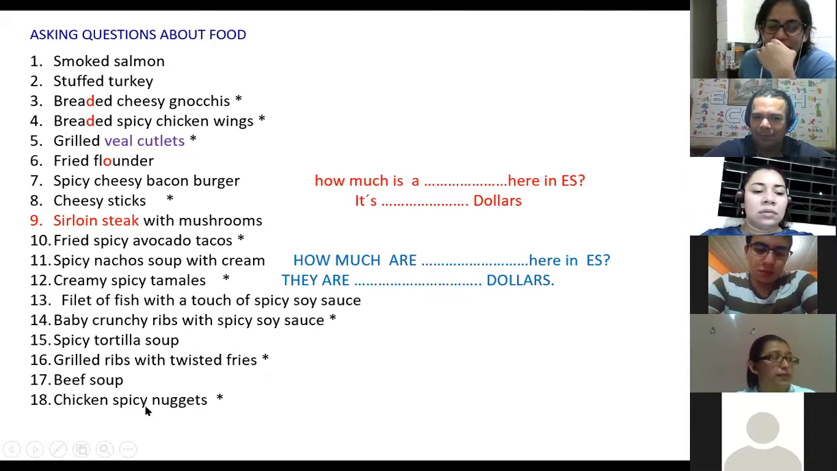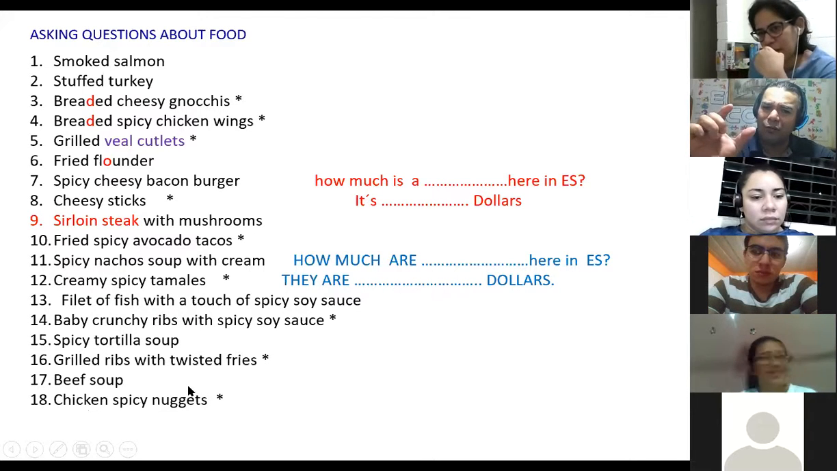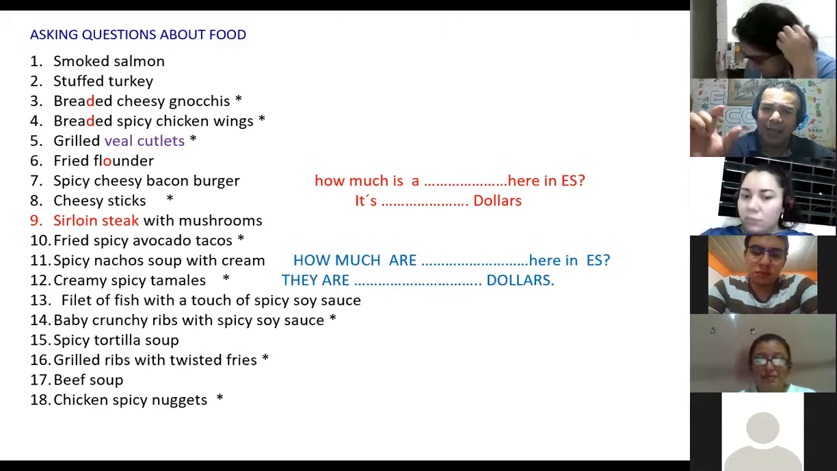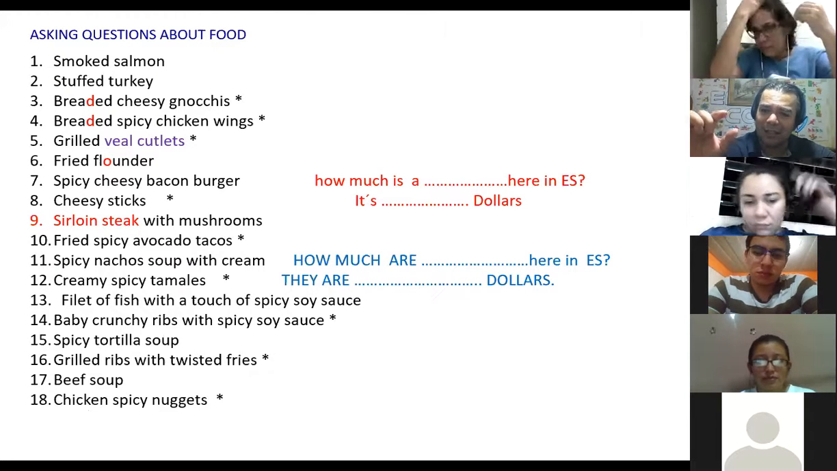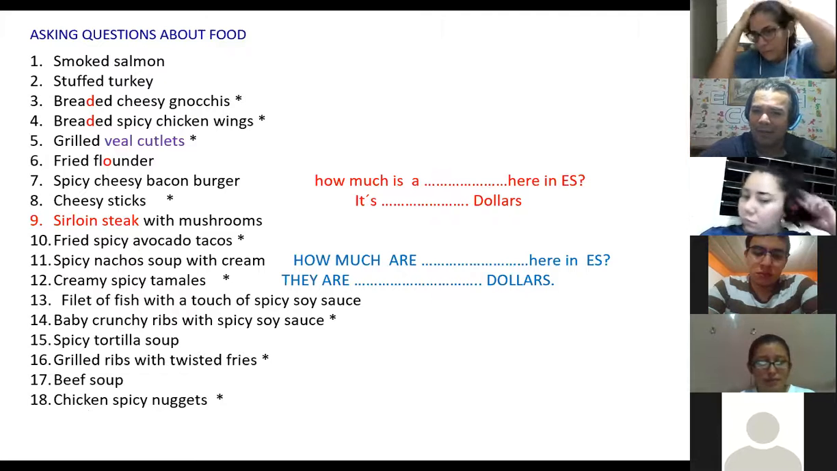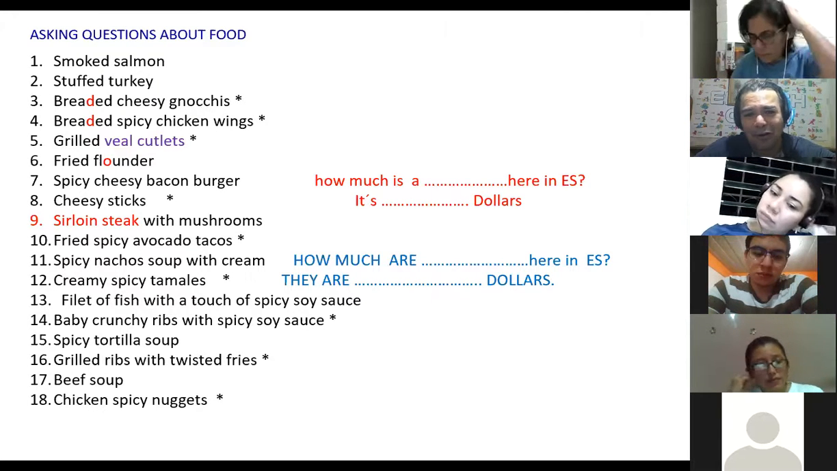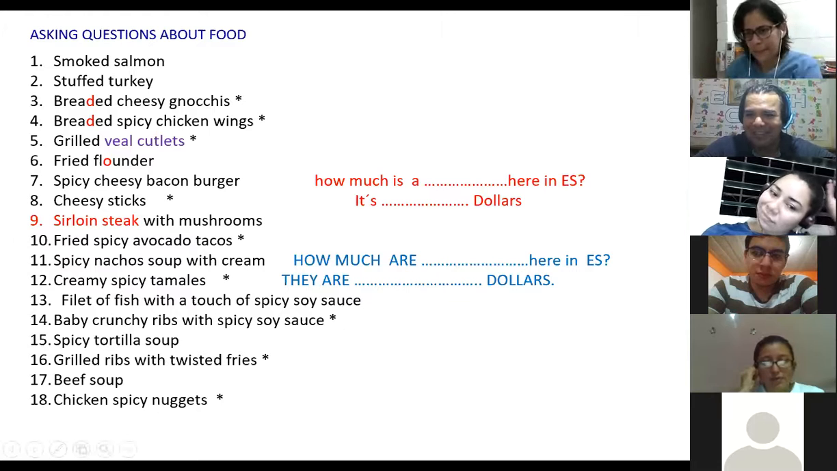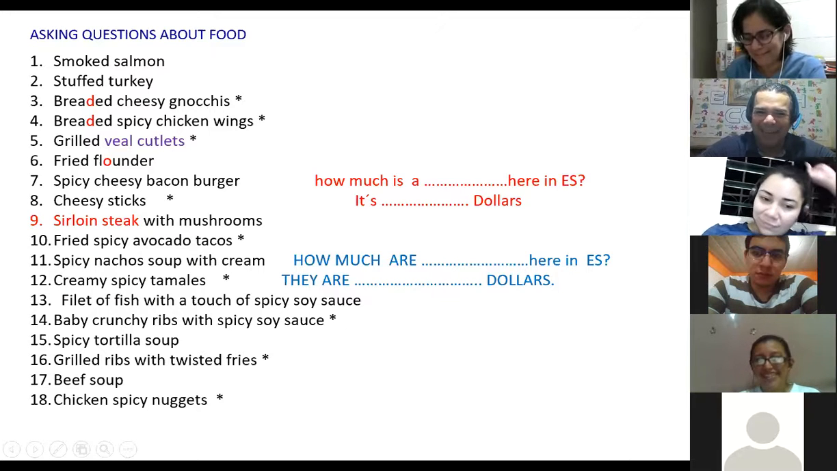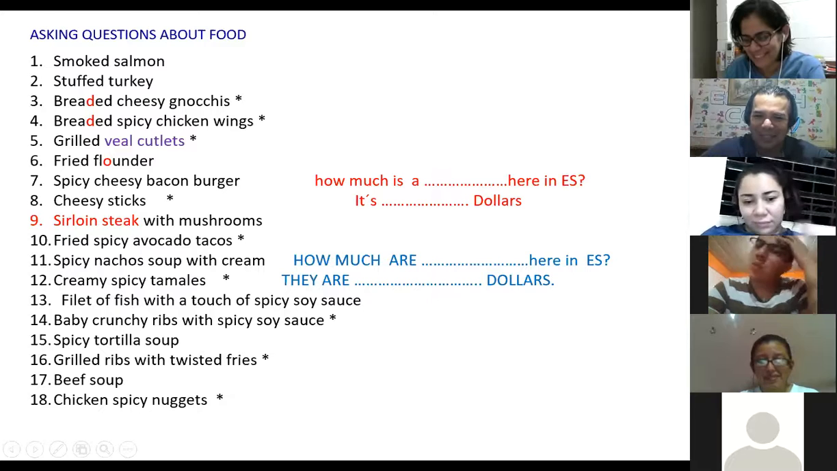Chicken spicy nuggets. Son como alitas, no. Correcto, trocitos de pollo picante. ¿Han visto los dulcitos nuggets que vende la Diana? Pues así son los trocitos de los chicken nuggets. La única diferencia es que están rojitos, rojitos, porque son picantes. Delicious. They're really delicious.